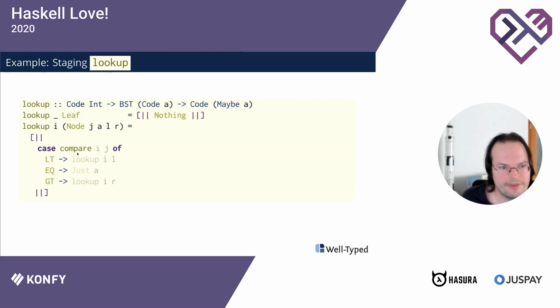But there is still something wrong, because if we look at this first argument of compare, we have this I here in the original version, but I is now of type code of int. And we are here inside a quote where we expect an int to pass to compare. So we can just splice the I in order to get the code for this integer inserted at this point. So that just works fine.